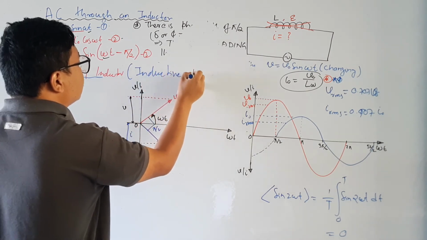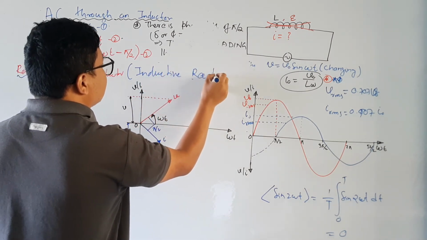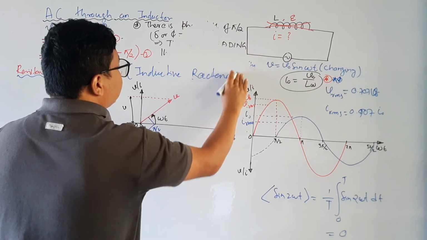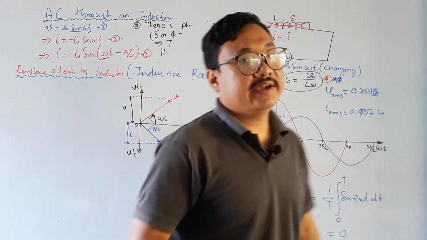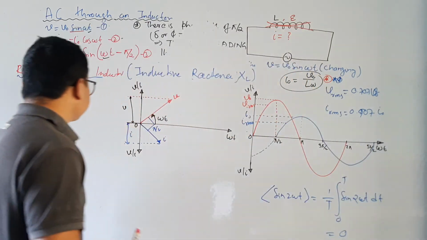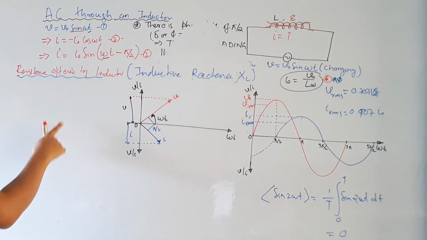Inductive reactance, which is called XL. So the topic is inductive reactance. For the formula, I am going to derive this now. It is the resistance offered by the inductor.